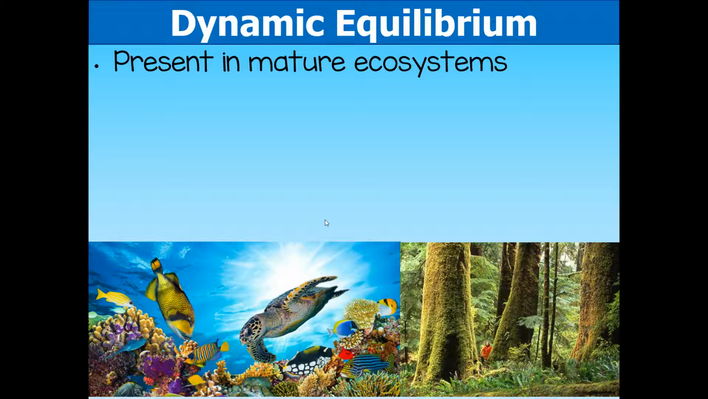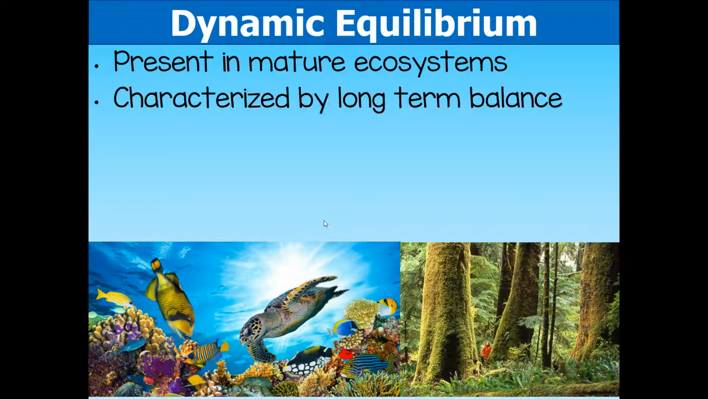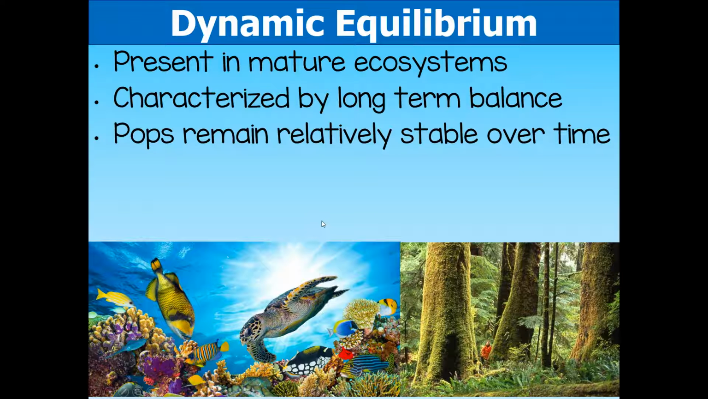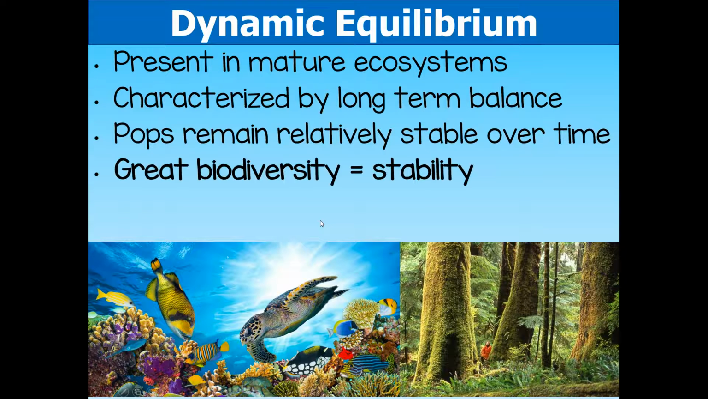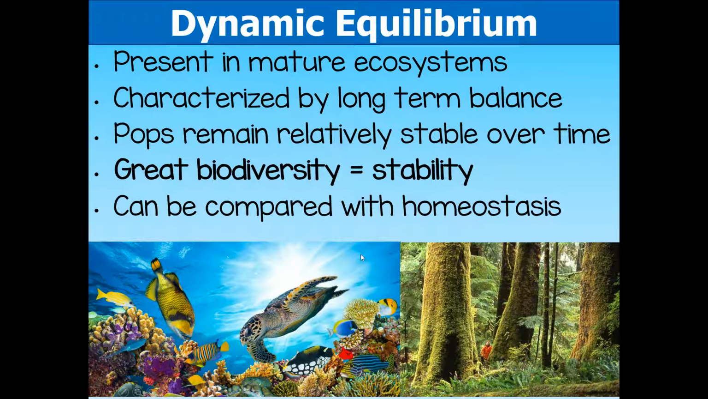Dynamic equilibrium is present in mature ecosystems. It's characterized by long-term balance. Populations remain relatively stable over time. Because there is great biodiversity, all of the organisms in the area are already there. Few may die and a few may be born. There could be some immigration and emigration, but over time, there is stability. It can be compared with homeostasis.